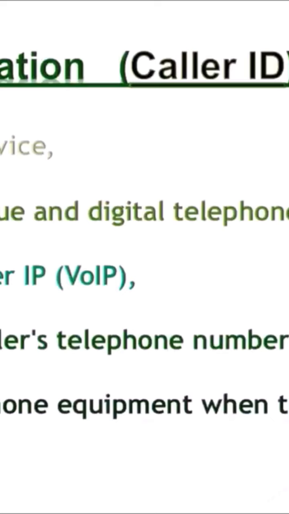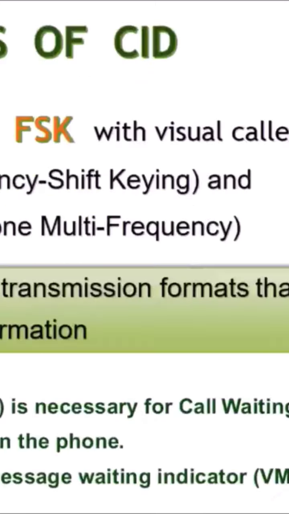So what is caller ID? The CID stands for caller ID. Caller identification, or caller ID, is a telephone service available in analog and digital telephone systems, including voice over IP, that transmits a caller's telephone number to the called party's telephone equipment when the call is being set up.